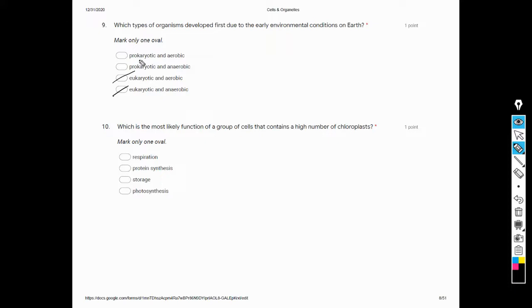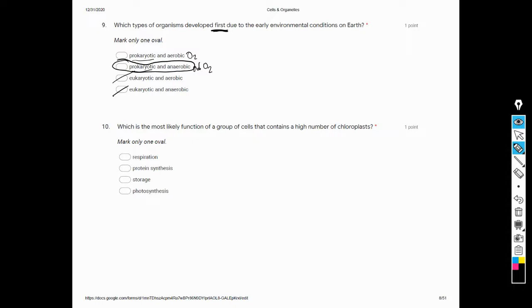So we know that it's either one of these two that contain prokaryotic, and one of them indicates an aerobic environment, which means that oxygen was present, and the other indicates an anaerobic environment where no oxygen is present. And so we're asking about the first cells to develop. And Earth's early atmosphere did not have any oxygen gas. So the first types of cells were prokaryotic and anaerobic.